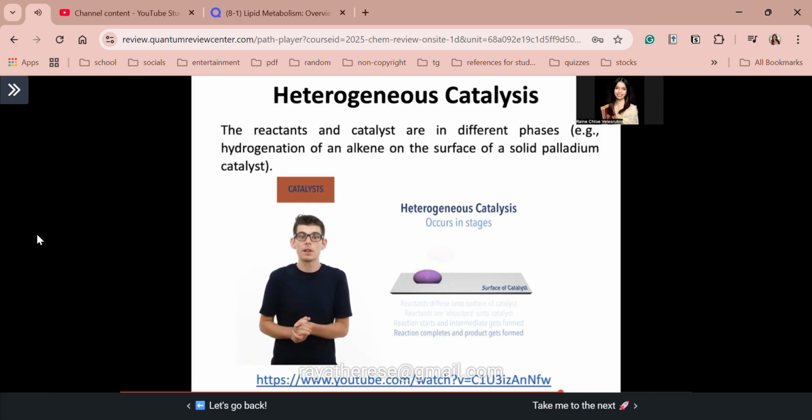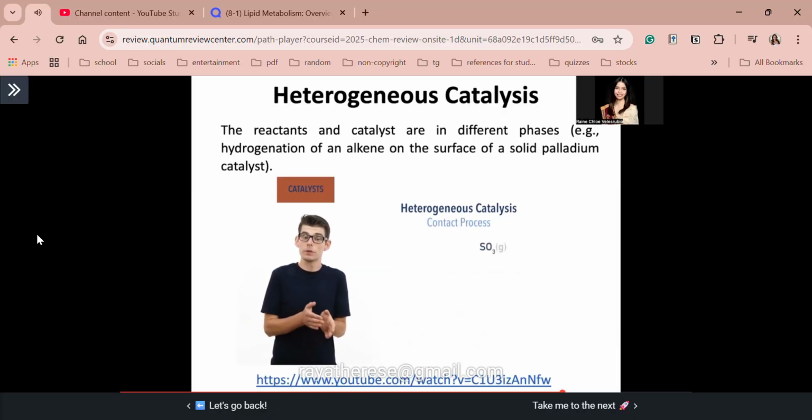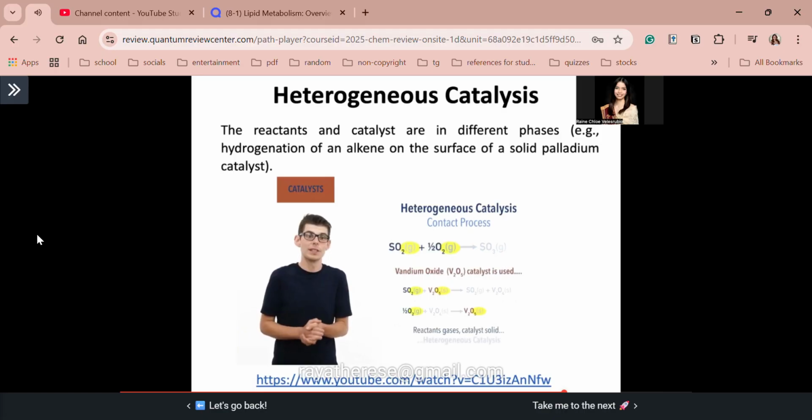The products desorb from the surface of the catalyst, and other reactant particles will then diffuse onto the surface to repeat the same process. A common example of this is the contact process, where sulfur trioxide is formed from sulfur dioxide and oxygen, both gases. A solid vanadium oxide catalyst is used, and as the reactants are gases and the catalyst is solid, the process is described as heterogeneous catalysis.